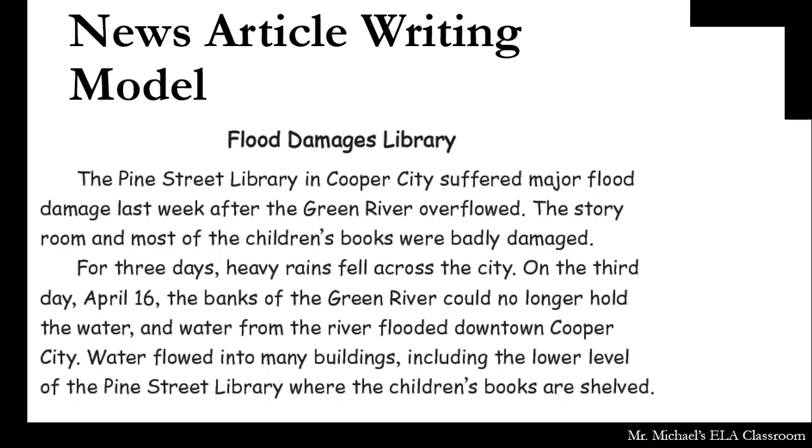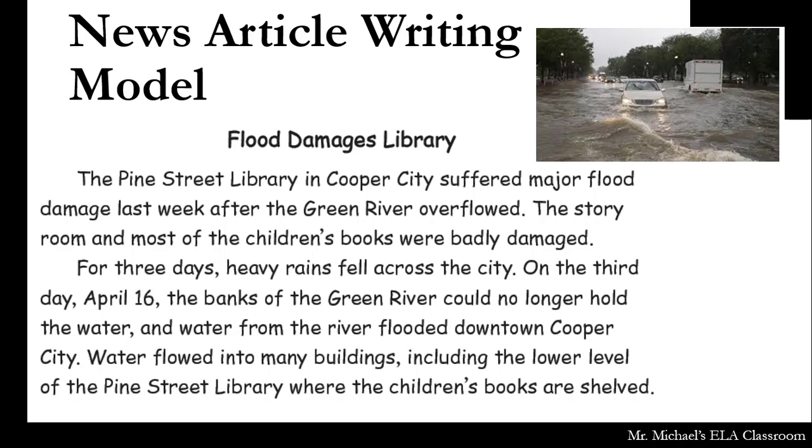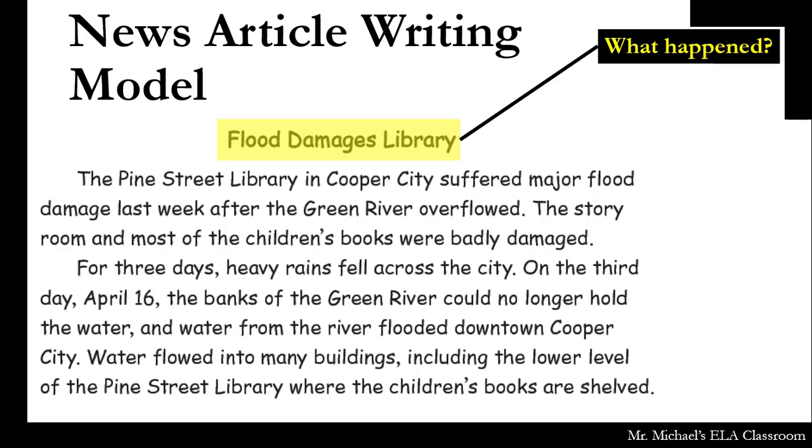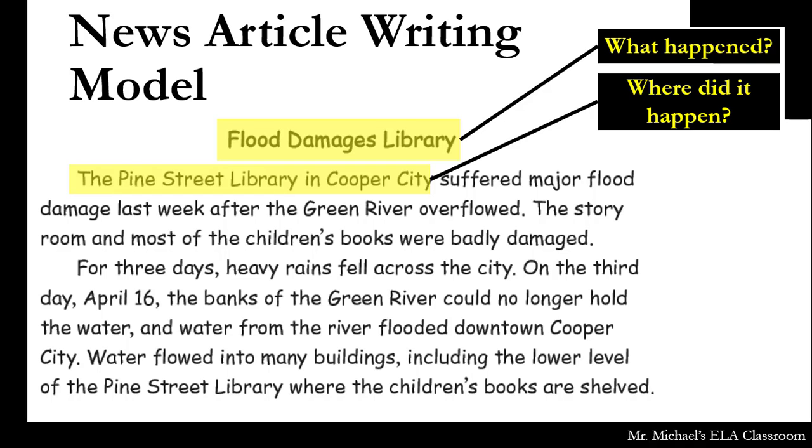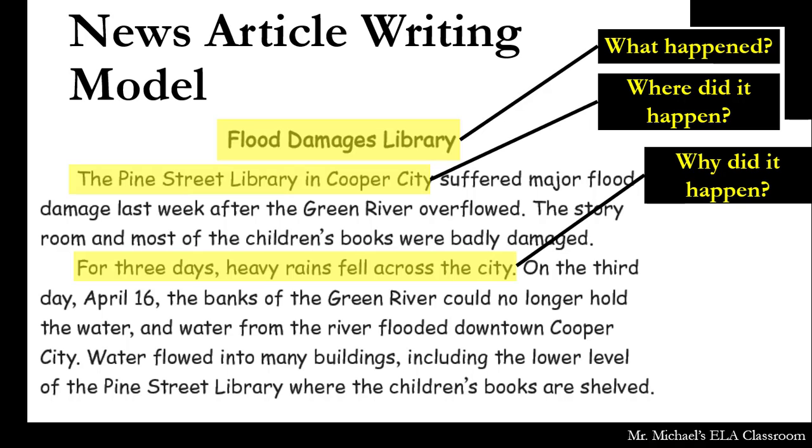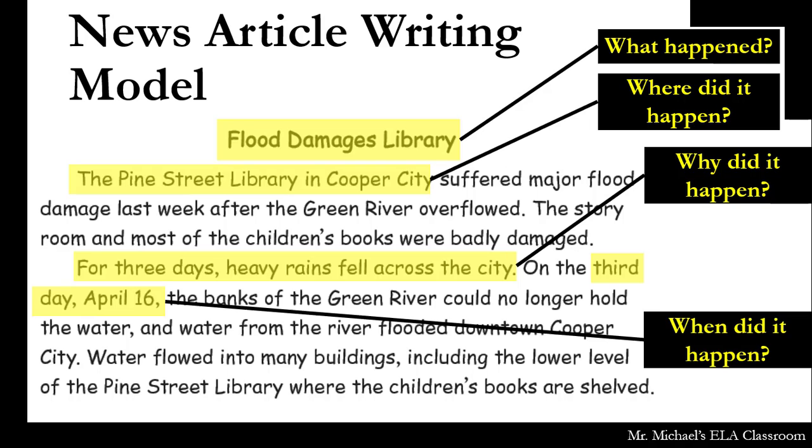So we remember we have to answer the W questions, so let's answer the ones we can from this page. And that's what a flood looks like if you're not aware. So what happened? The flood damaged the library. Where did it happen? The Pine Street Library in Cooper City. Why did it happen? Well, heavy rains fell across the city for 3 days. When did it happen? On the third day, April 16. Okay, so let's move on.